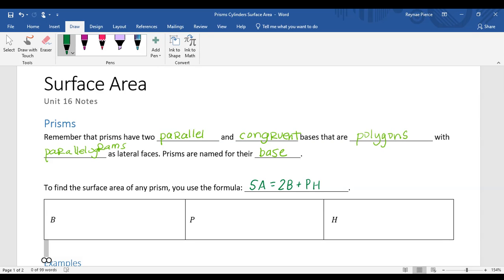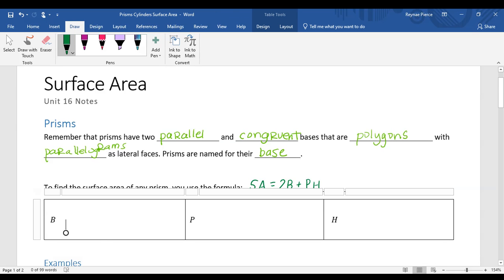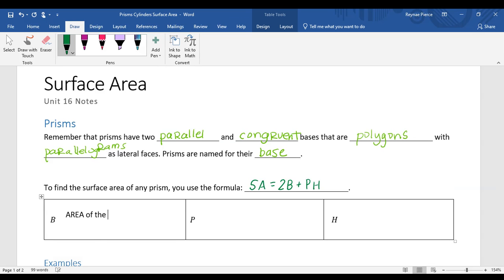Okay, now what these variables stand for. Capital B stands for the area of the base. All right, so you first have to identify what shape the base is first, because that is going to direct you to which formula to use. Okay.